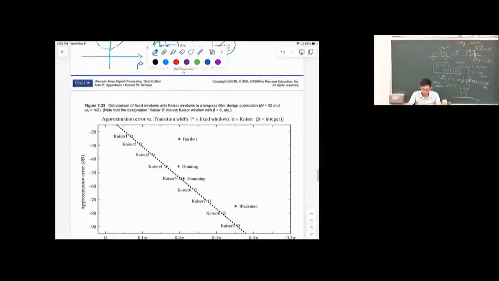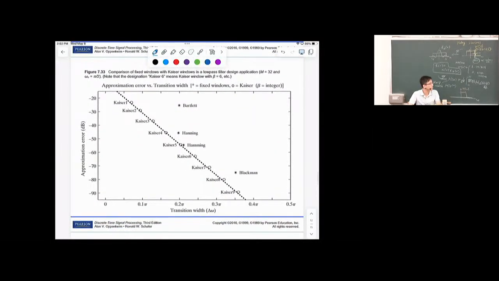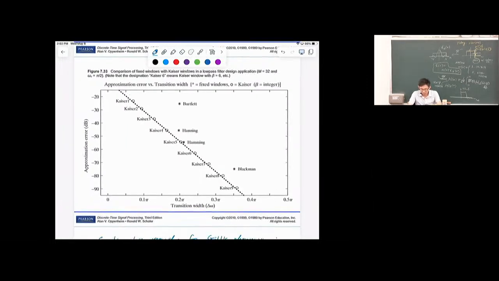But what's more useful is really this next slide. We still have some time to talk about this slide, so let's take a look together. For this slide, we are seeing the trade-off. It's a nice way to visualize the trade-off between two factors: however you design your filter, the transition width trades off with the peak approximation error.